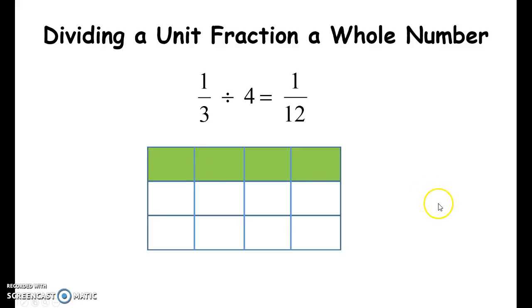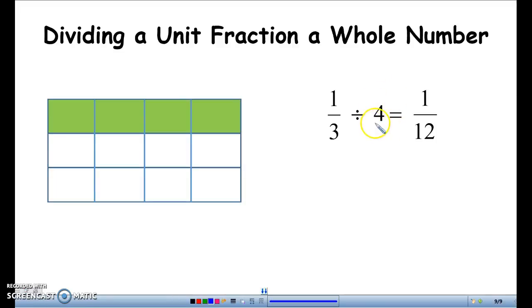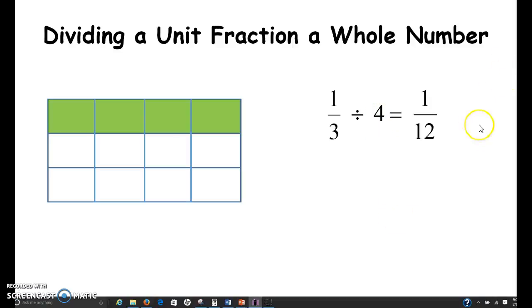How do we do that mathematically? Let's take this divisor of 4 and turn it into a fraction. Do you know what we're going to do next? Let's take that fraction and flip it upside down. We're going to take the reciprocal of the divisor.